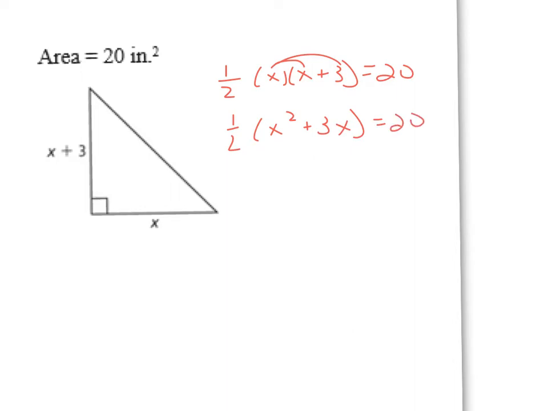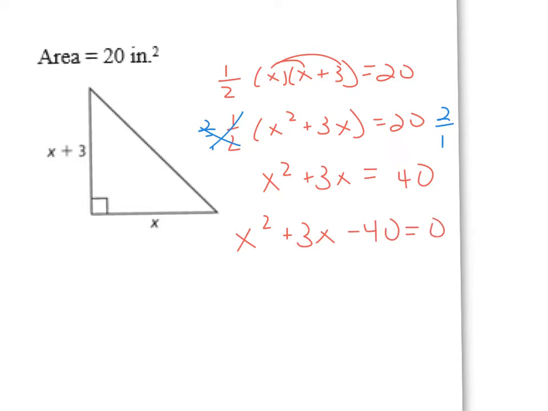Now again, get rid of this 1/2 by multiplying by the reciprocal on both sides. So that way it'll all go away. So you've got x squared plus 3x on this side, and on this right-hand side, I now have a 40. So when I set equal to 0, it'll be x squared plus 3x minus 40 equals 0.